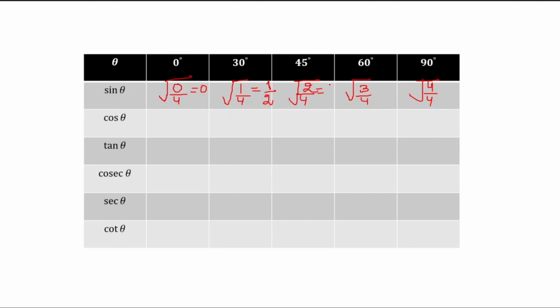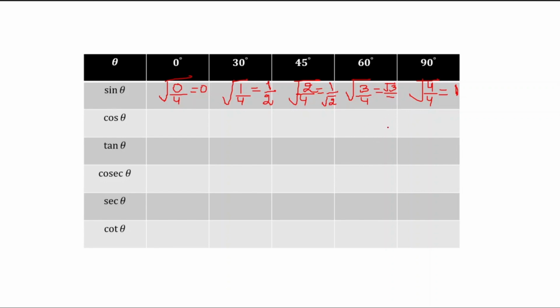So the square root of 1 by 2 is: the square root of 1 is 1 itself, the square root of 2 is root 2. Now the square root of 3 over 4 is the square root of 3 divided by the square root of 4. The square root of 4 is simply 2. Now the square root of 4 over 4, which is the square root of 1, that means 1 itself. So you get the answers.